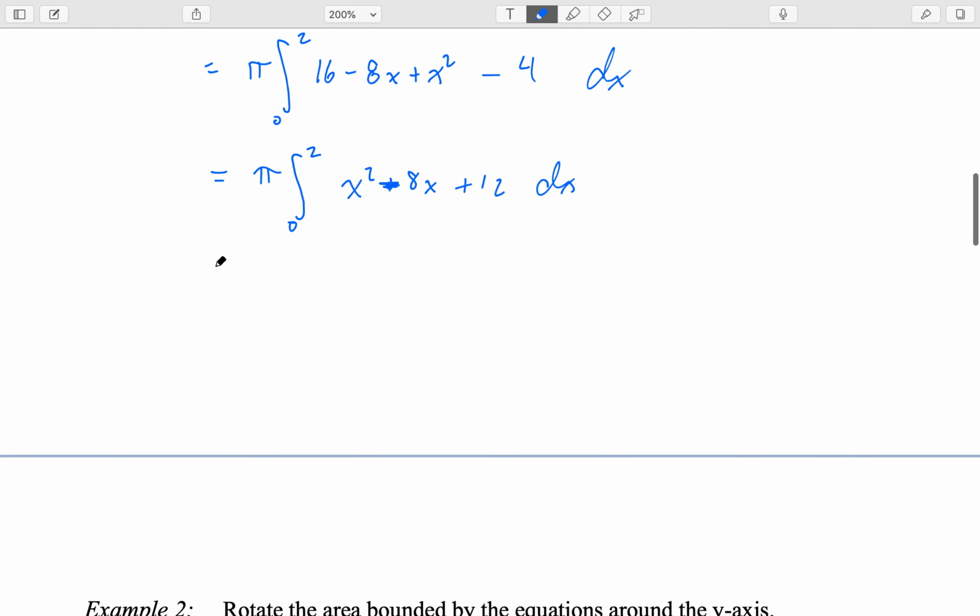That's what kills me. Okay, so pi, and then what do we got? We get x cubed over 3 minus 4x squared plus 12x. You're really plugging in 2 and 0. So if I plug in 2, I'm going to get 8 over 3, then 4 times 4 is 16, and 24. I think this turns out to be 32 thirds times pi.